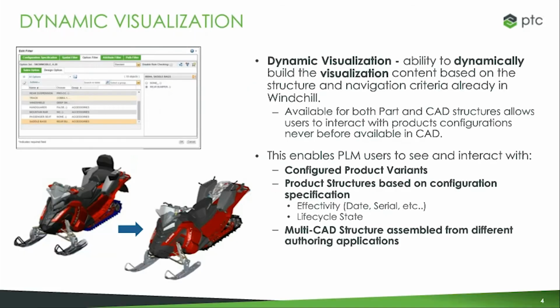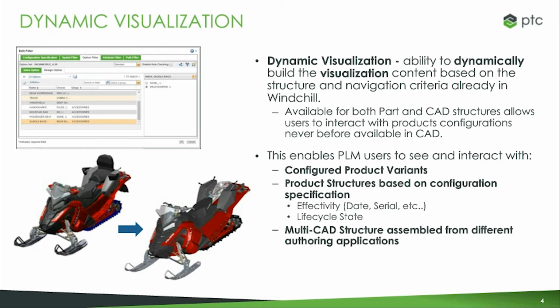So what is dynamic visualization? Well, like the name alludes to, it is the ability to dynamically build the visualization content or the structure of what you are visualizing based on an existing structure and navigation criteria applied inside of Windchill. So what we mean by this is, if you're visualizing a structure, you have the ability to apply a config spec that will control things like life cycle states, revisions, and also get into more advanced things like options or choices that you might want to apply. We can take advantage of filtering the structure that way and build the visualization content to match it.